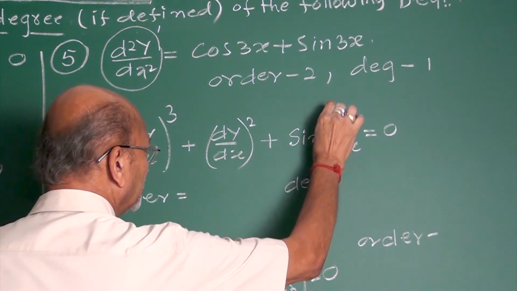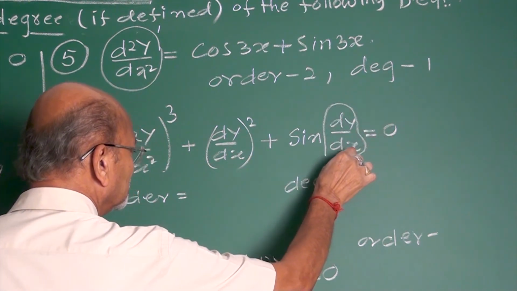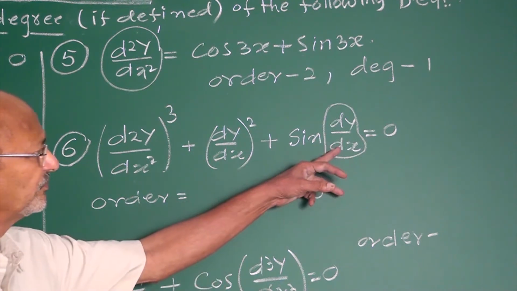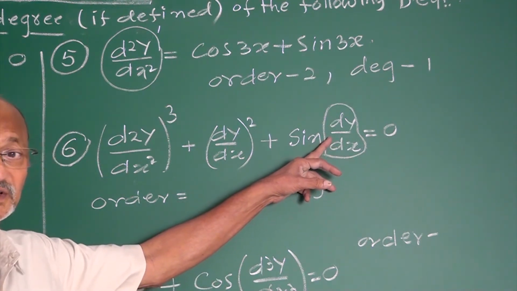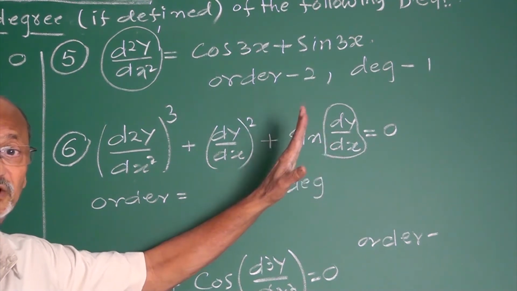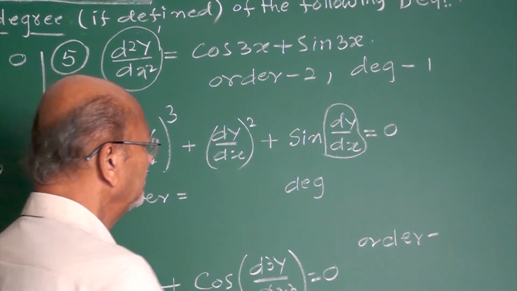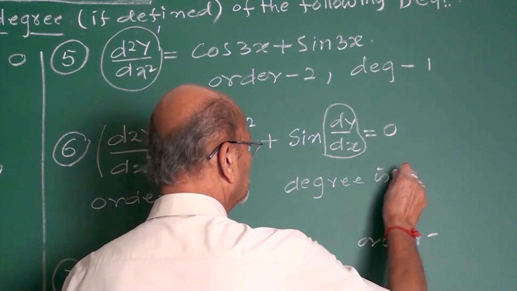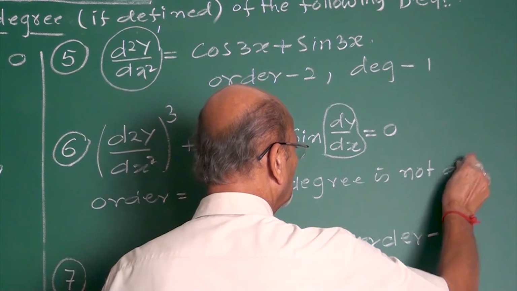Next, (d2y/dx2)^3 plus (dy/dx)^2 sin(dy/dx). Here, the sine angle is what? A derivative. In the case of sin theta, theta should not be a derivative; theta must be an ordinary number. But in this case we have sine of the derivative, or a trigonometric ratio or exponential function of the derivative. In that case, degree is not defined.